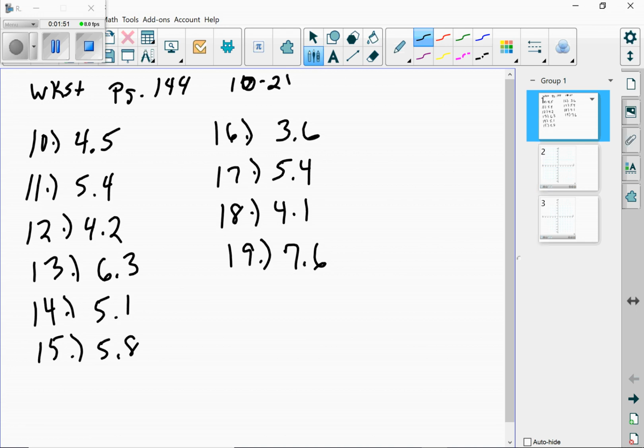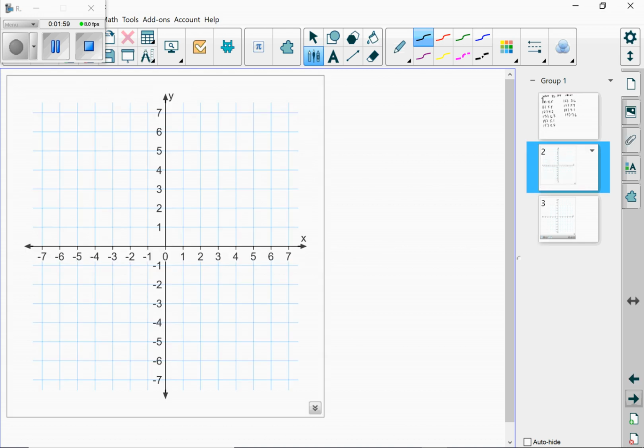So 20 and 21 are a little bit more difficult because of the decimals. I've got some graphs already set up that we're going to use for number 20. I'll actually show you this problem so we can get it right. Positive 2.5, negative 1 would be approximately there. Negative 3.5 and negative 5: negative 3.5 is about here, negative 5 puts me about there. I'm trying to find the distance between those two points right here.